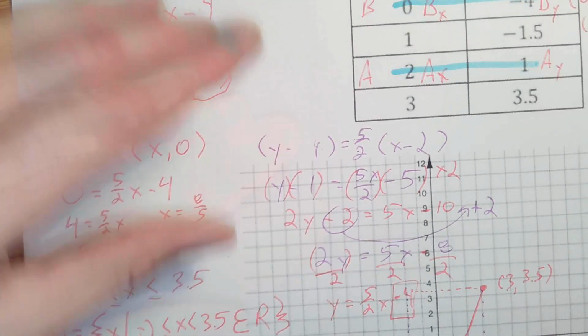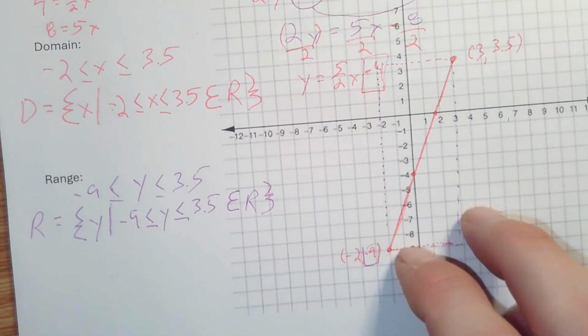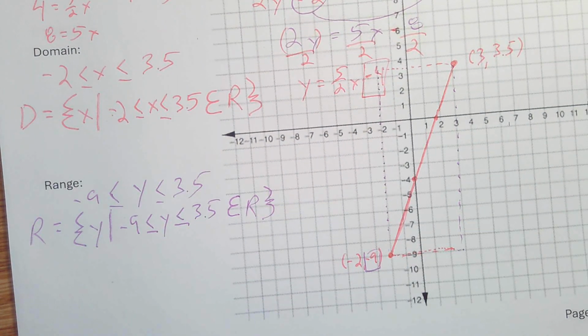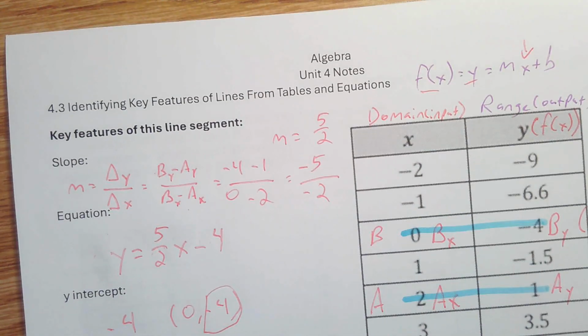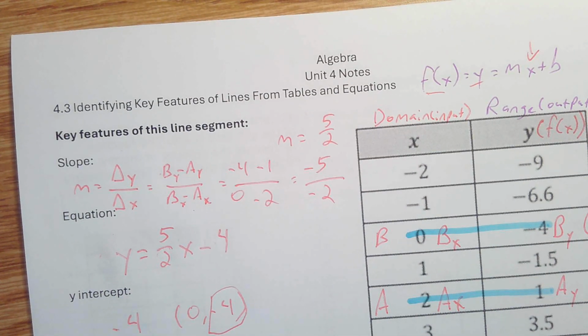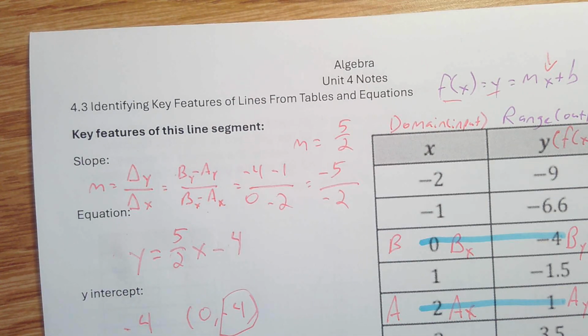Okay, so hopefully that helps out and you understand a little bit more clearly now on how to identify key features from a line on a table and figure out the equation. That was pretty sweet. Lines are cool.